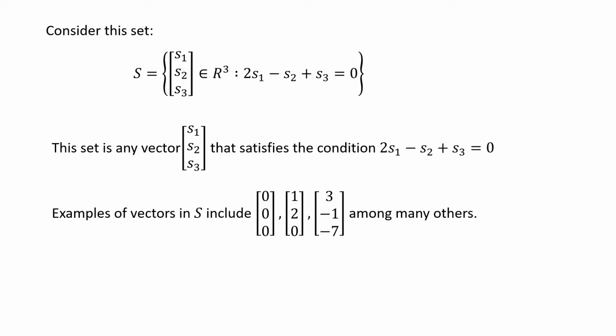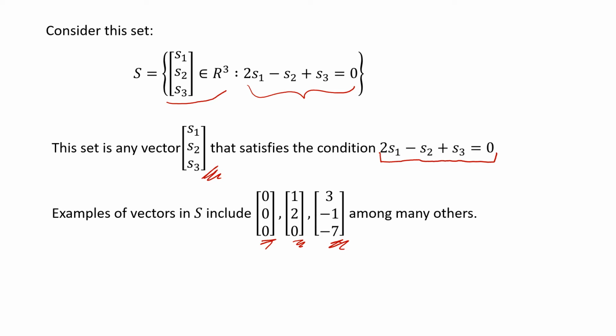I'm going to say that the set S is all of the three-dimensional vectors that satisfy this equation. In other words, all the three-dimensional vectors that satisfy the condition 2s1 minus s2 plus s3 equals 0. Some examples of that are the 0 vector, the vector 1, 2, 0, the vector 3, minus 1, minus 7, among many others. There are infinitely many vectors in that set.